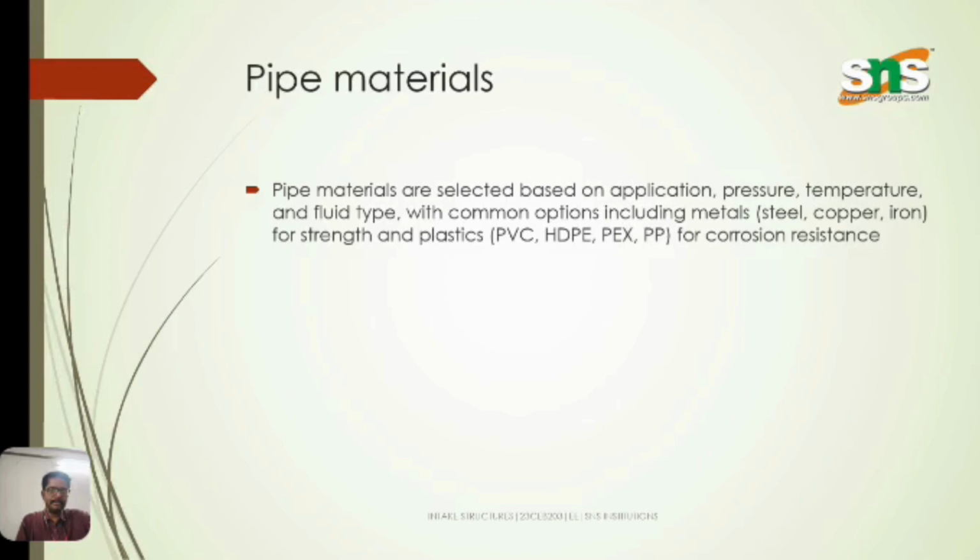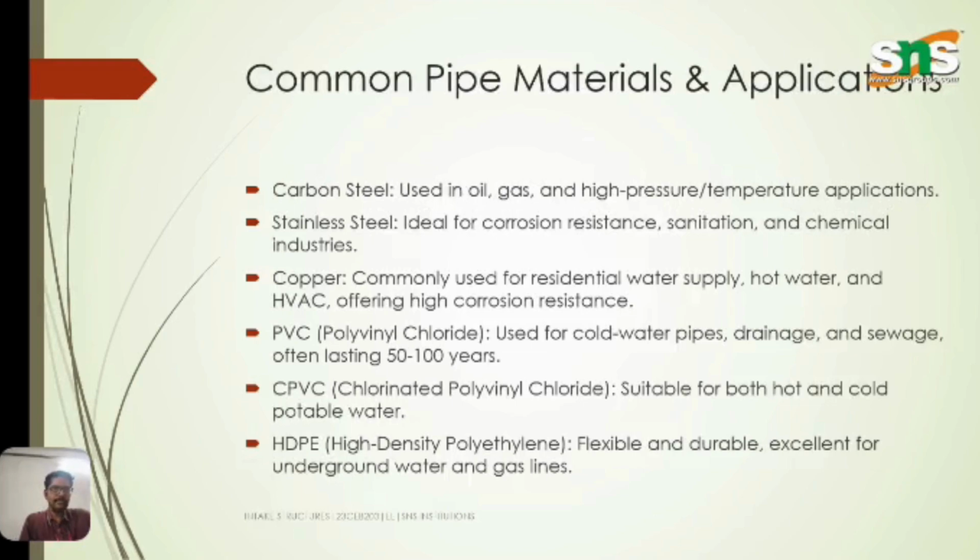Pipe. Pipe materials are selected based on the application, pressure, temperature, and fluid type, with common options including metals like steel, copper, and iron for strength, and plastics like PVC, HDPE, and PP for corrosion resistance.